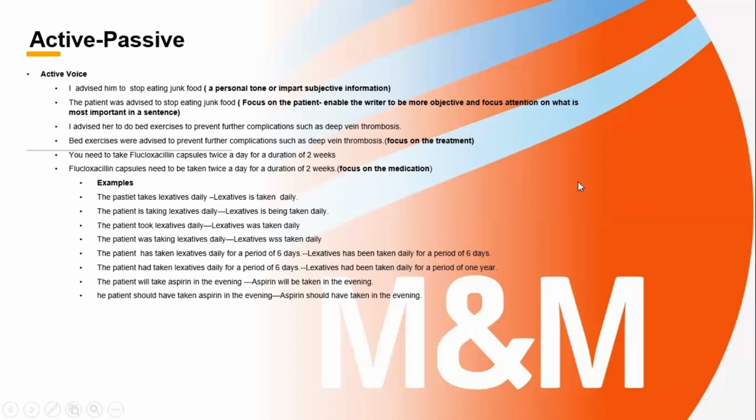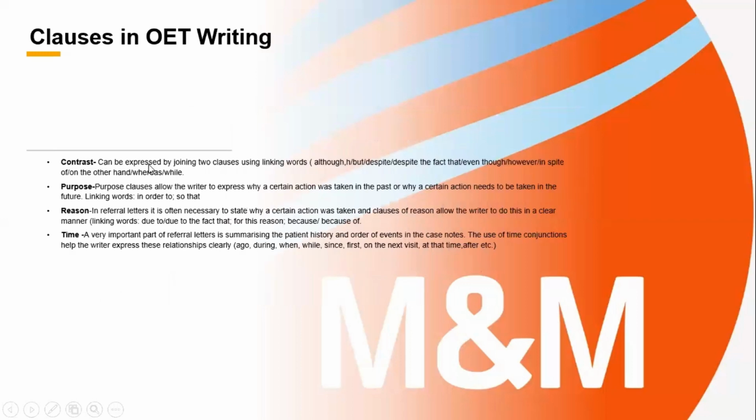So then we can see that after active to passive, the clauses in the sentence, we have different clauses, such as clause of contrast. Whenever we have to use, let's say, the contrast in a sentence, we must use the clause of contrast over here.